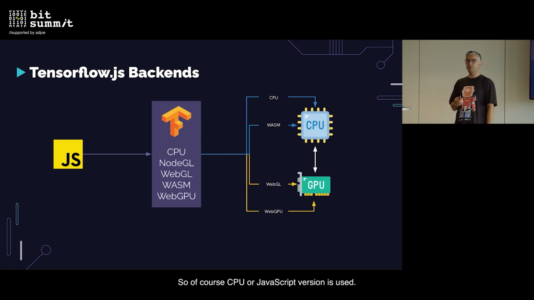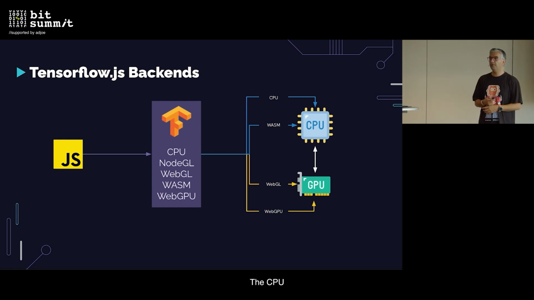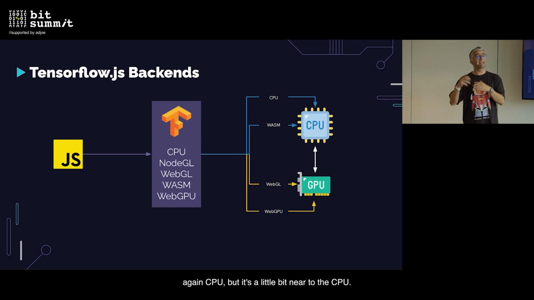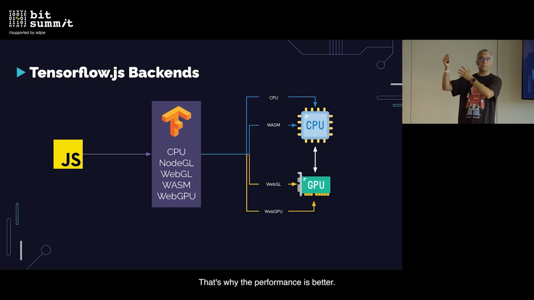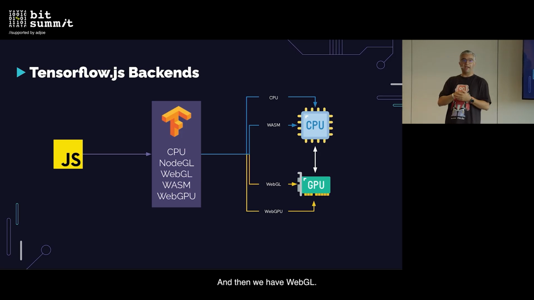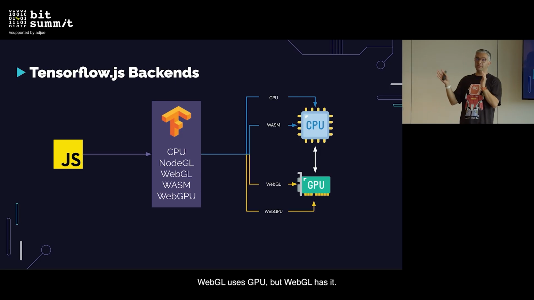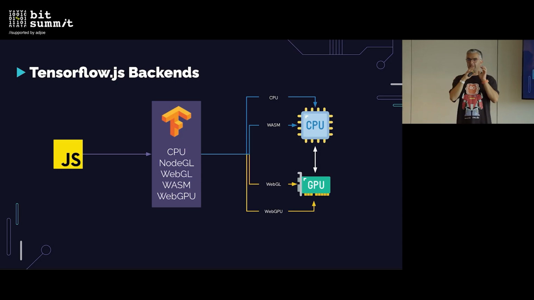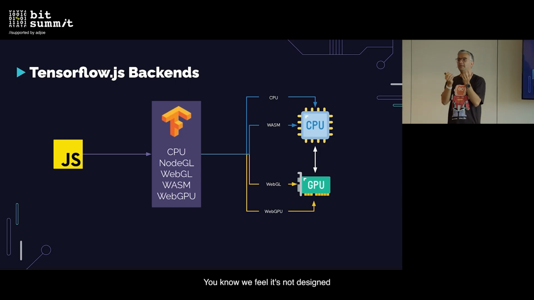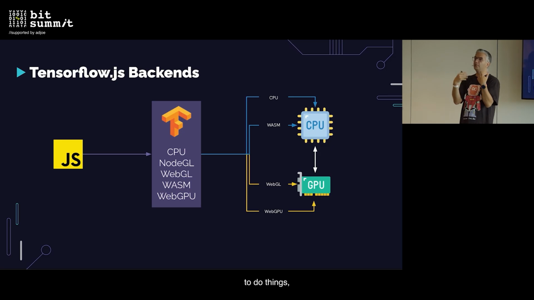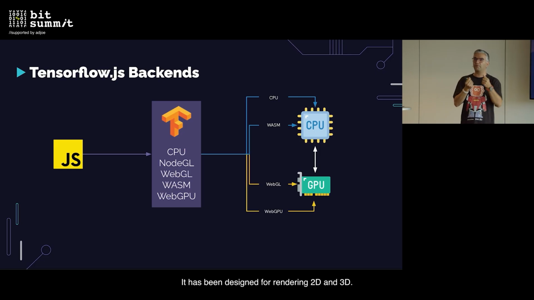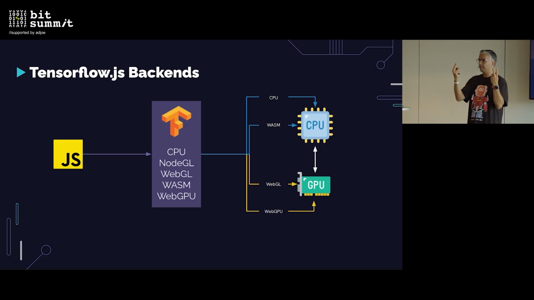So of course, the CPU or JavaScript version is using the CPU. WASM is using, again, the CPU, but it's a little bit nearer to the CPU. That's why the performance is better. And then we have WebGL. WebGL uses the GPU, but WebGL is not designed for computing things. It has been designed for rendering 2D and 3D, right?